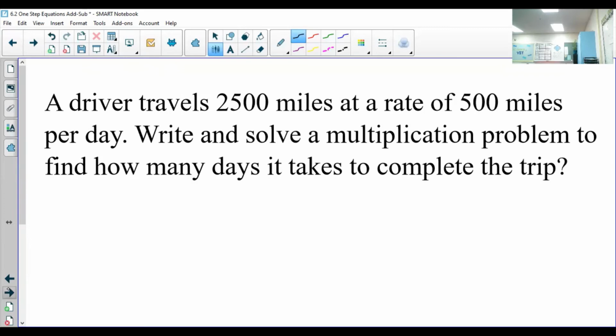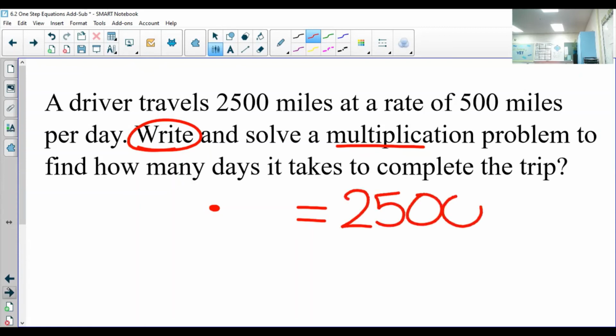Okay, first thing they want us to do is to write an equation. And they even tell us they want it to be a multiplication problem. So we know it's going to be an equation, so it has to have an equal sign. And we know that we're going to be multiplying. They told us that, right? So let's think about it. I'm traveling 2,500 miles. If that's the total distance that I'm traveling, is that going to be on the problem side or the answer side of the equal sign? That's going to be over here on the answer side.